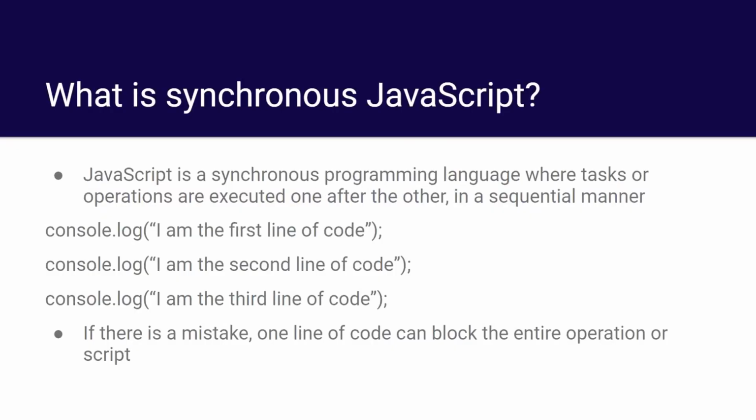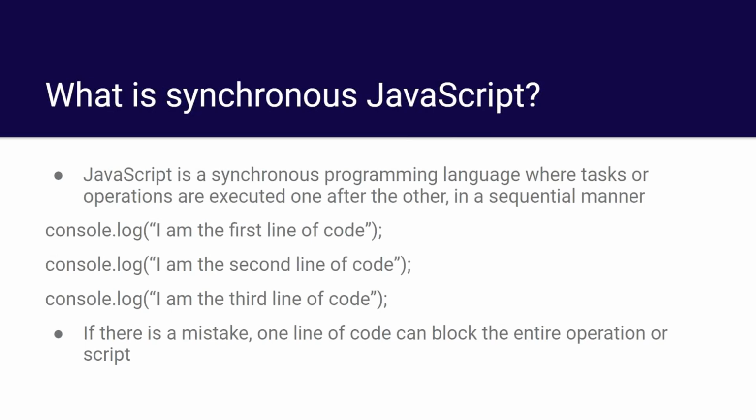So what we've covered in this course so far is synchronous JavaScript. That is the idea that things happen one at a time. So JavaScript is a synchronous programming language whereby tasks or operations are executed one line after the other in a sequential manner. So we saw this, for example, when we were logging out things to the console. If we were to run this code, we would have the statement, I'm the first line of code, followed by I am the second line of code, followed by the third line of code, okay?